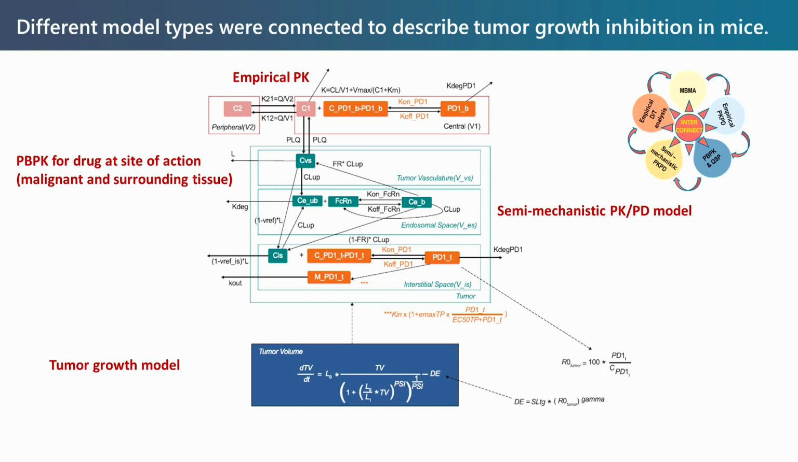Finally, the tumor growth model described the inhibition of tumor growth by the drug receptor complex, and the size of the tumor at any given time determined the size of the tissue compartment in the PBPK and semi-mechanistic PK/PD models. In this way, the time course of tumor size in the mice could be predicted given a specific dosing regimen of pembrolizumab.